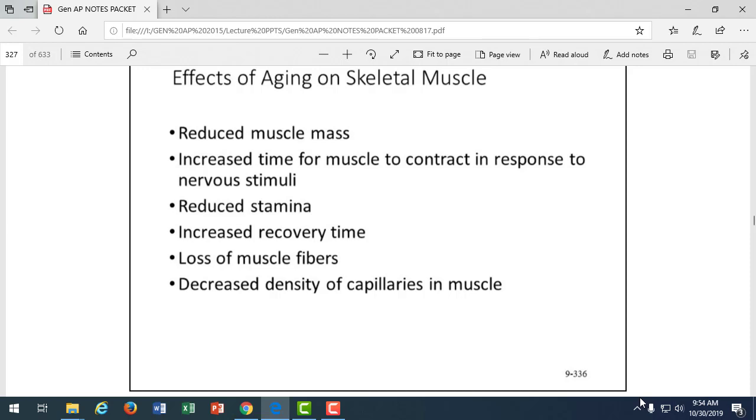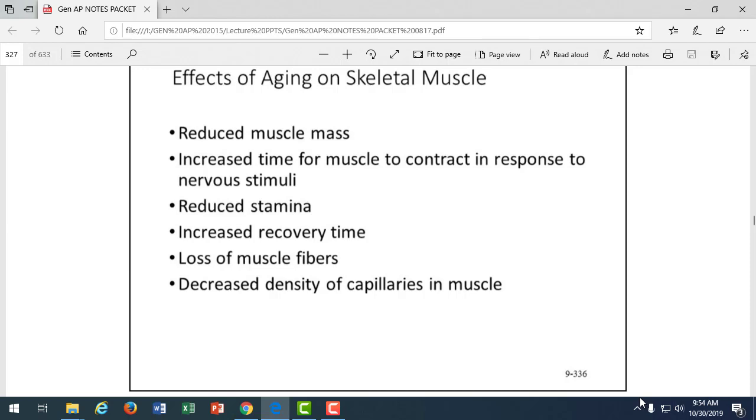Yes. I used to work in a nursing home, and there was a patient who was 103. Wow. Yeah, 103.